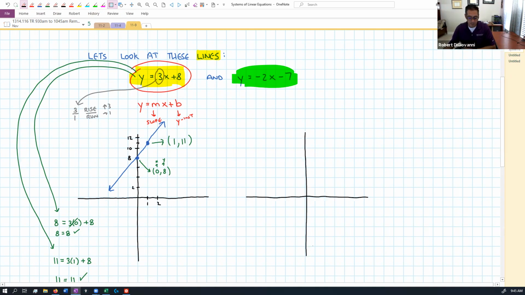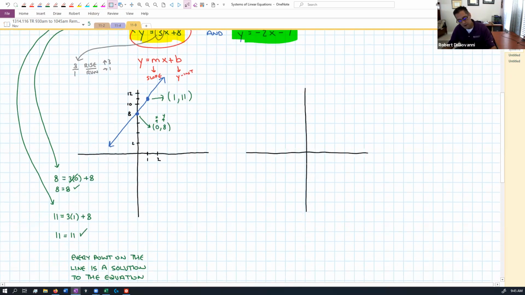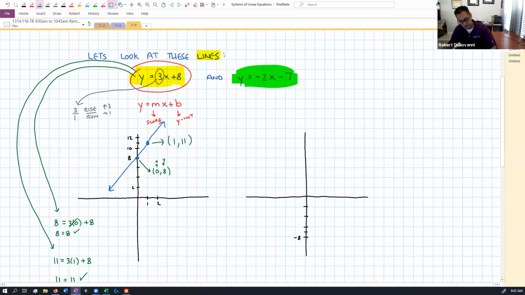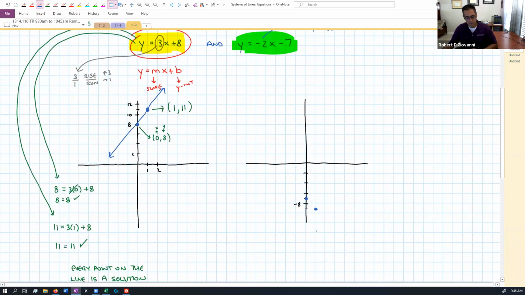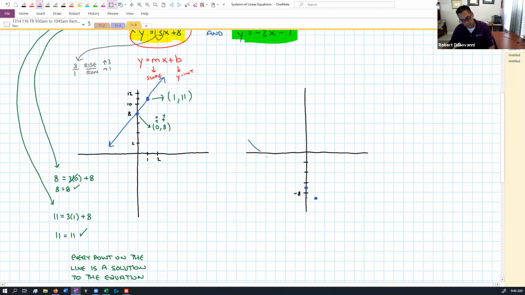I'm going to go a little faster here. I have a y-intercept of -7, so I go down, I'll count by 2, 4, 6, 8, that's -8. So I'm going to go to -7, and I'm going to put a dot. And then my slope is -2 over 1. That means I'm going to go down 2 and to the right 1. So from this point, down 2 puts me here, and then to the right 1 puts me there. And then I draw a line. And every point on that line is a solution to that equation, right?